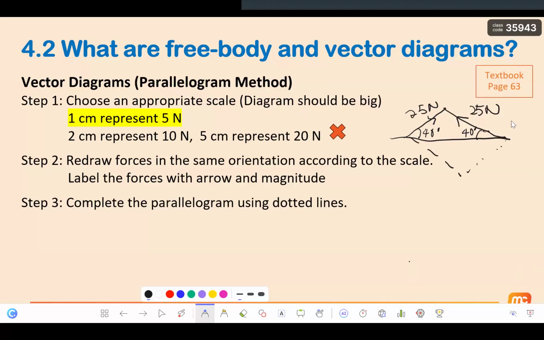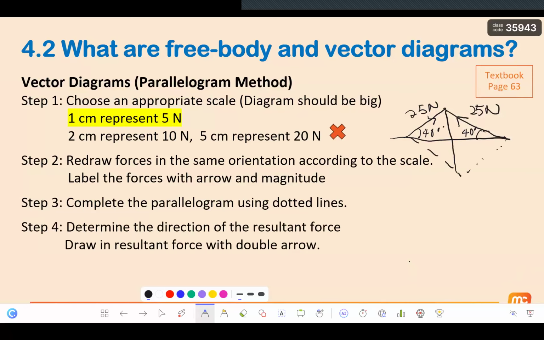Okay, so after I complete my parallelogram, I need to determine the resultant force. So the resultant force will be upwards like this. And then the resultant force is a force, so it will not be a dotted line. It will be a bold line with double arrow. Double arrow is to indicate that it will be the resultant force of these two tensions.